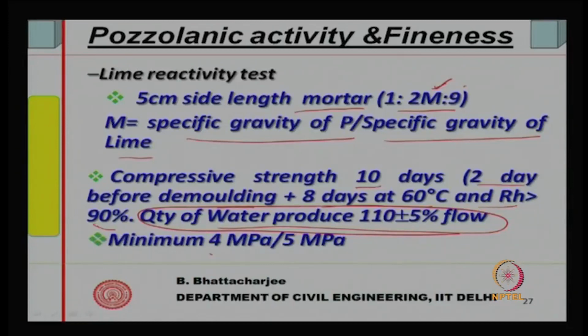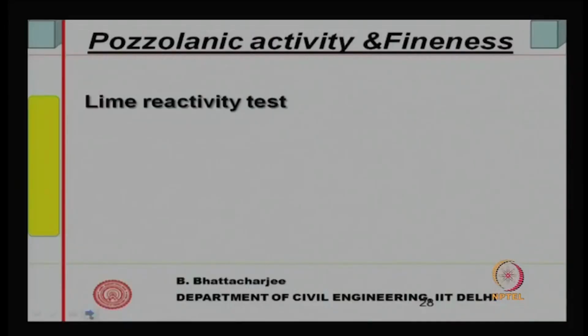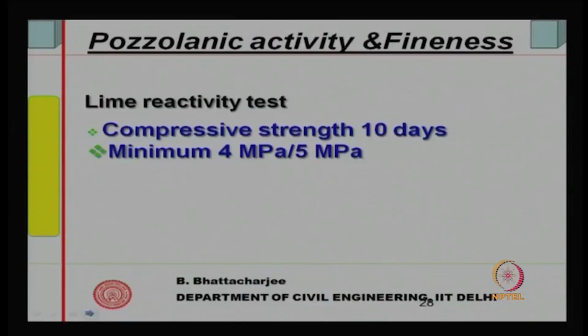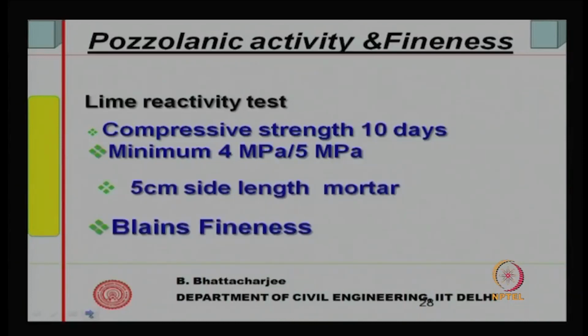The minimum should be 4 MPa, and 5 MPa for, I think, use in cement or concrete, 4 MPa for non structural work, etc. So this minimum value is specified; the cube strength should come to 4 MPa after 10 days. So you test the pozzolana with lime as the standard test, and it must give you a minimum strength specified by the code. The minimum is 4 to 5 MPa, with 5 centimeter side mortar, as we have seen, and Blaine's fineness is the other important aspect.